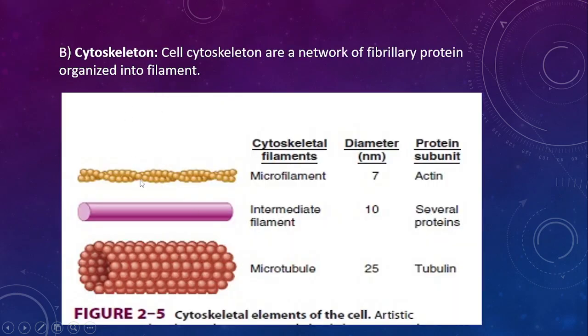And these are the pictures showing the cytoskeleton. Cytoskeleton is a network of fibrillary protein. Depending on the diameter, they can be regarded as microfilament, intermediate filament, or microtubule. Diameter is different in each of them.